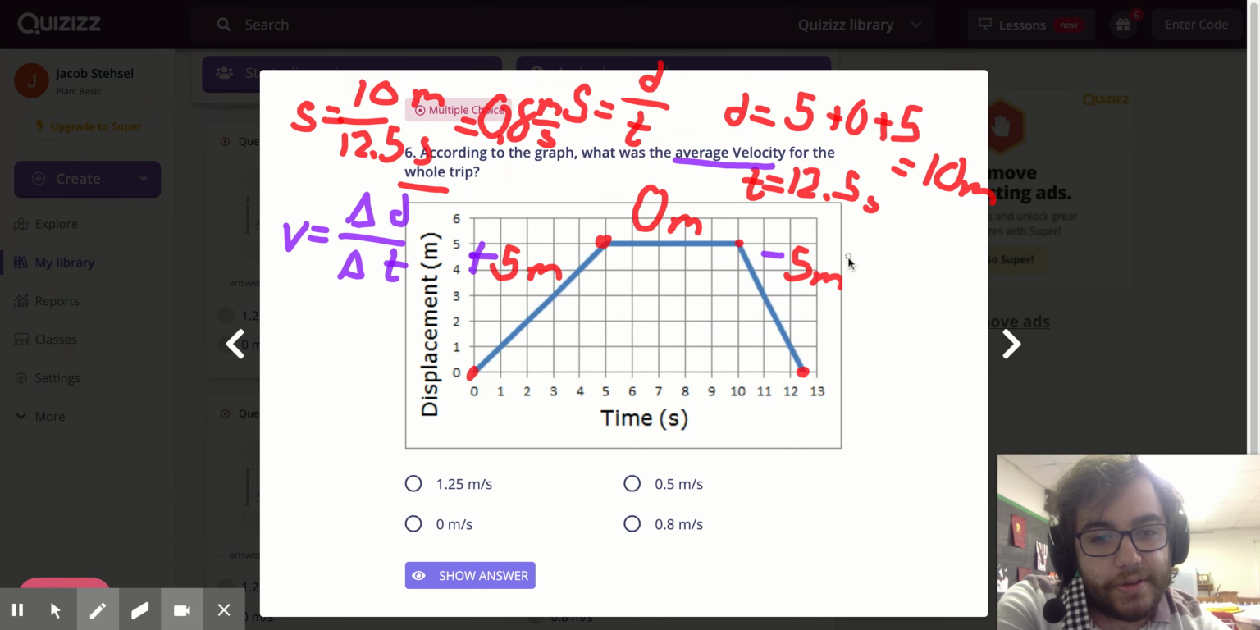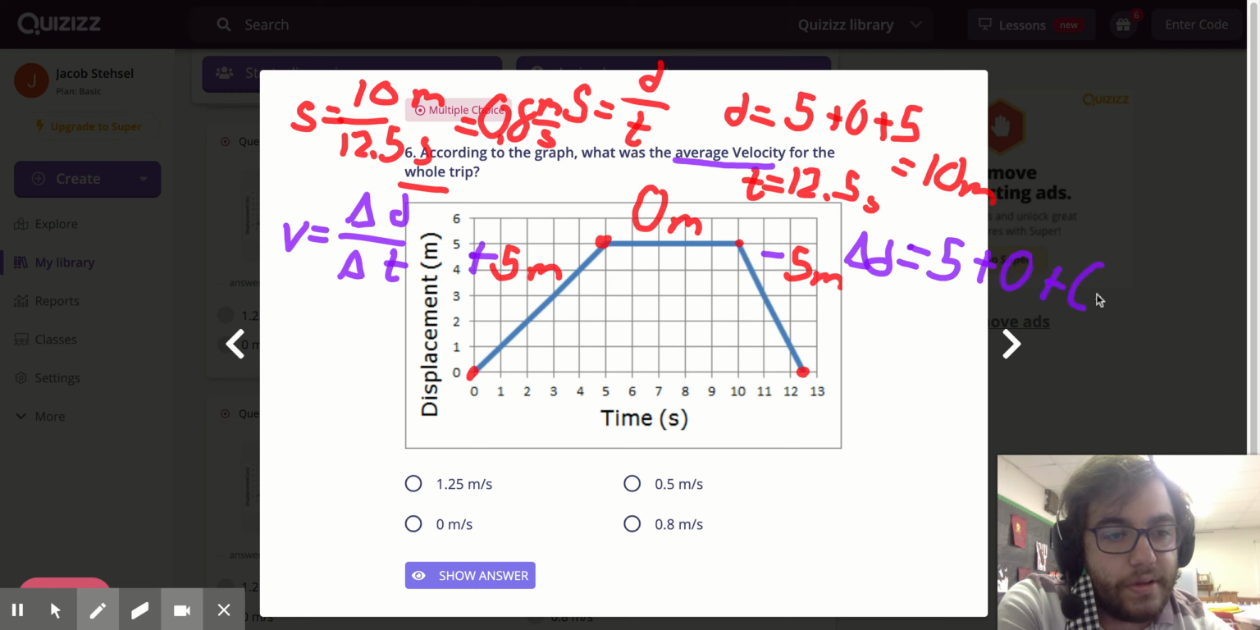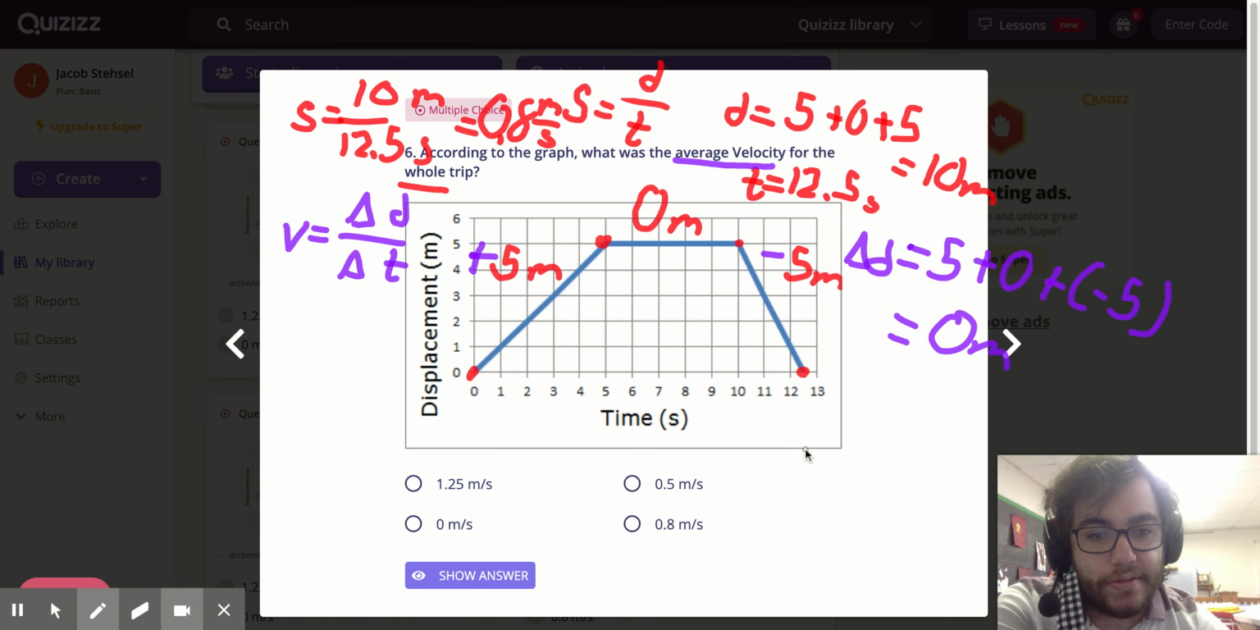So one way we can do this is do what we did earlier where we just add everything up together. This time, we just got to make sure that we note this is a negative 5. So plus a negative just means we're subtracting. 5 minus 5 means that we're equal to 0 meters for the displacement. Time is the same. Nothing changes there. We did the same total time.